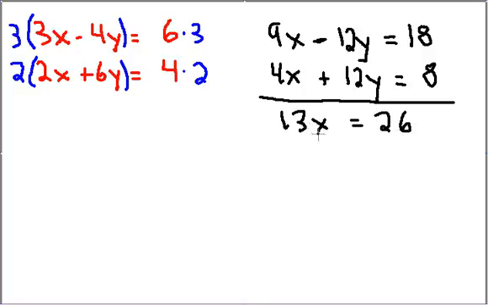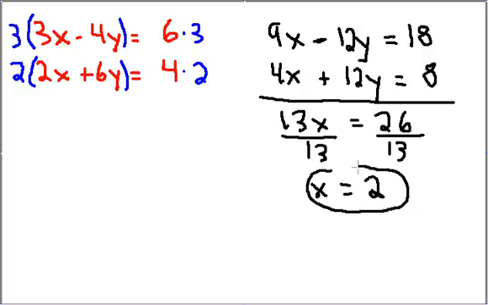At this point, we simply solve it for x. X is being multiplied by 13, so we need to now divide by 13 to both sides. 13 times x divided by 13 is just x. 26 divided by 13 is 2. So what we found out now is that x is 2, and that is what will work as the x value for both equations.